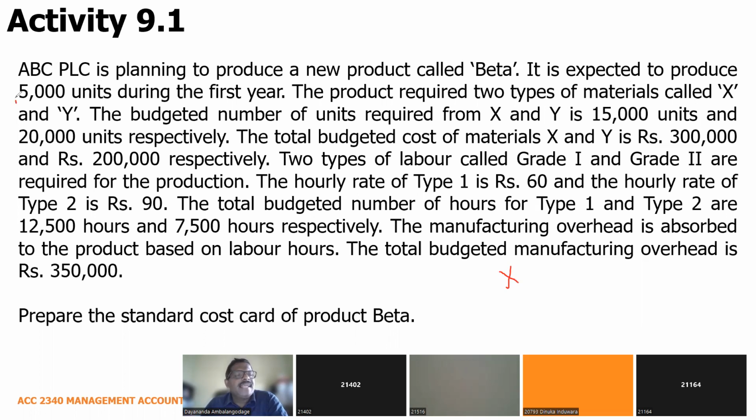We are producing 5,000, but you need X of 15 units.